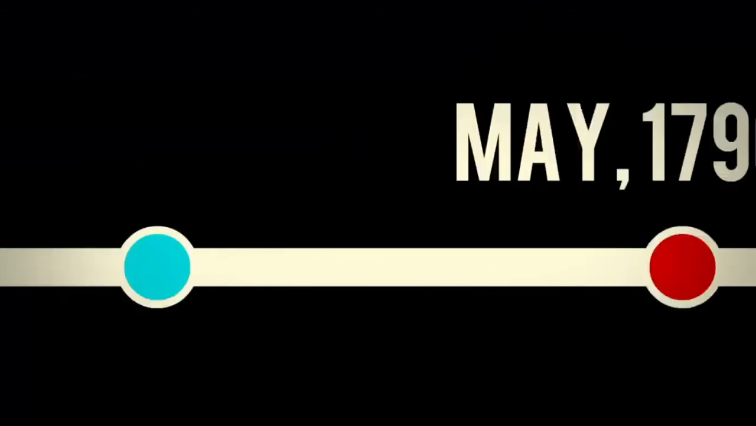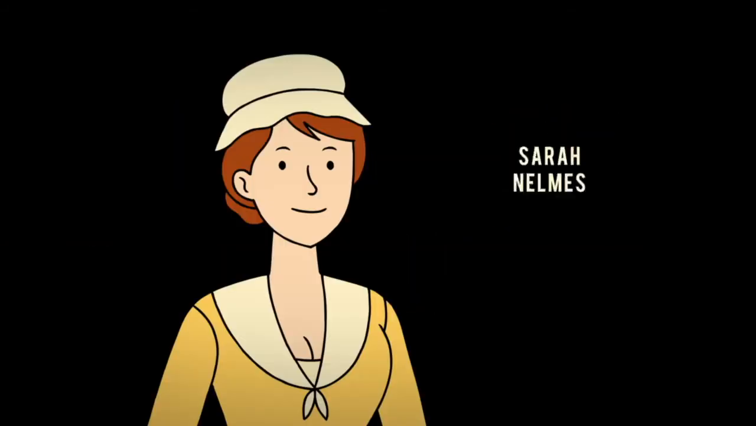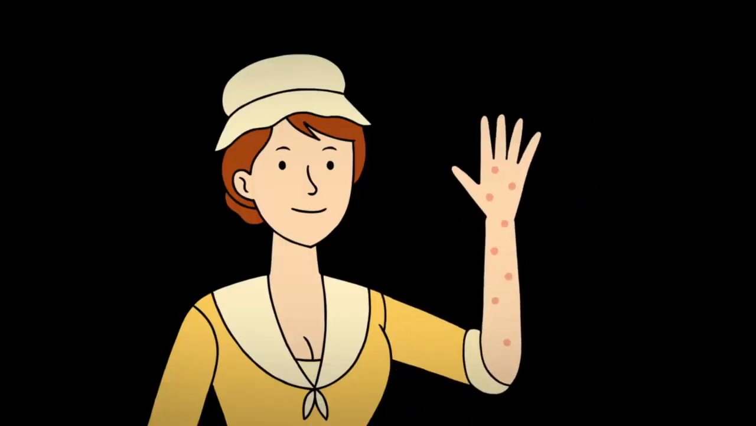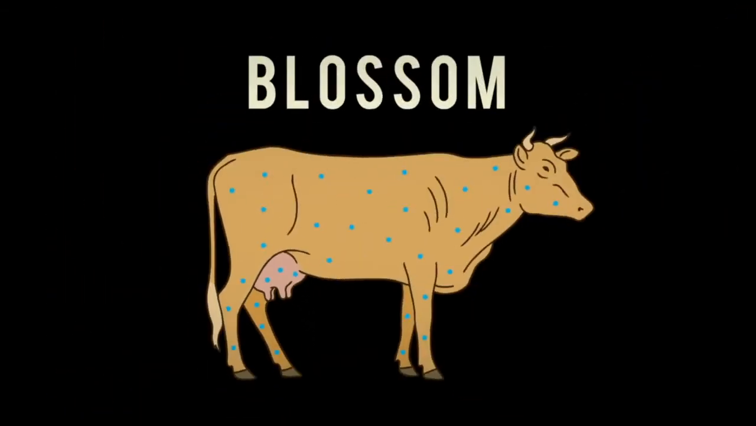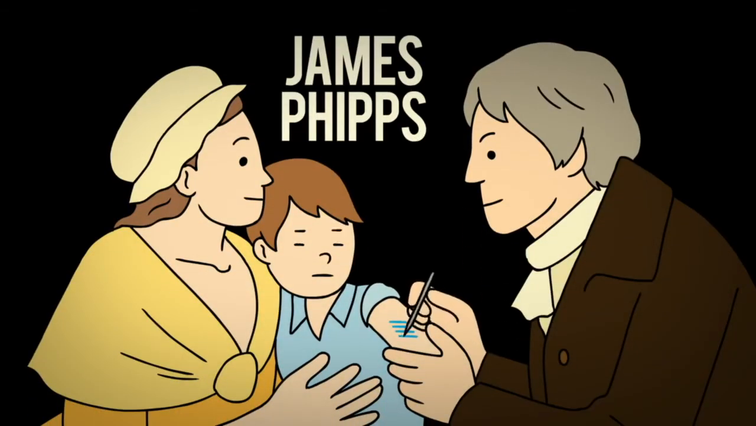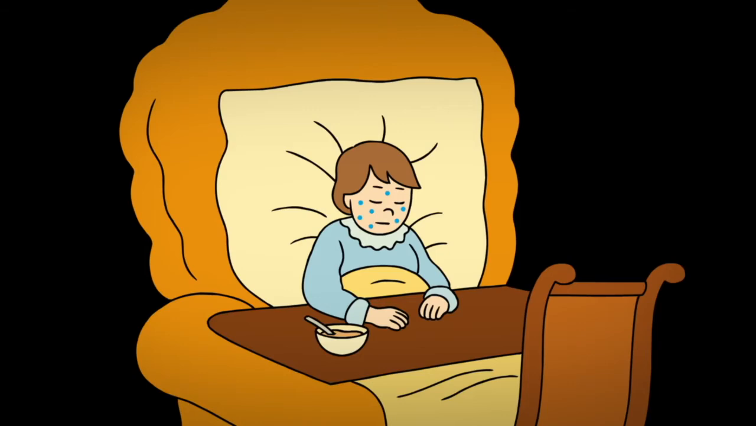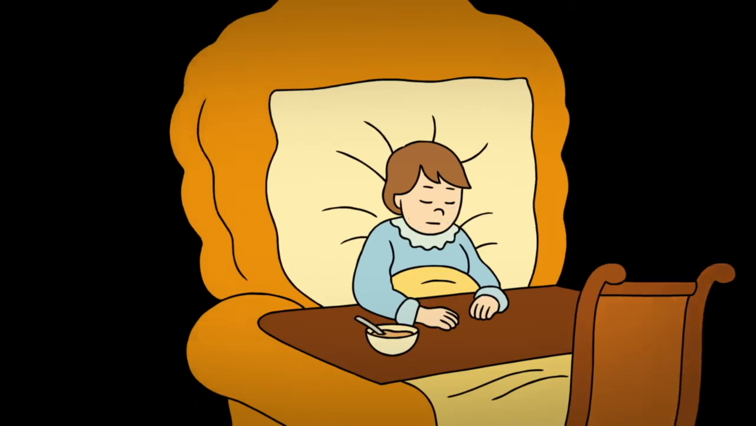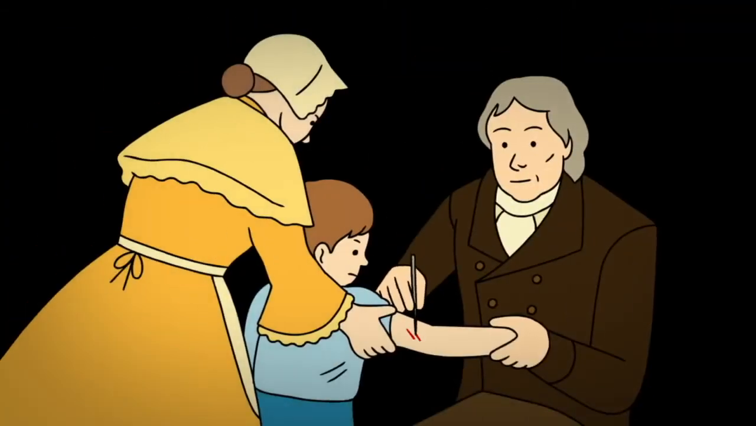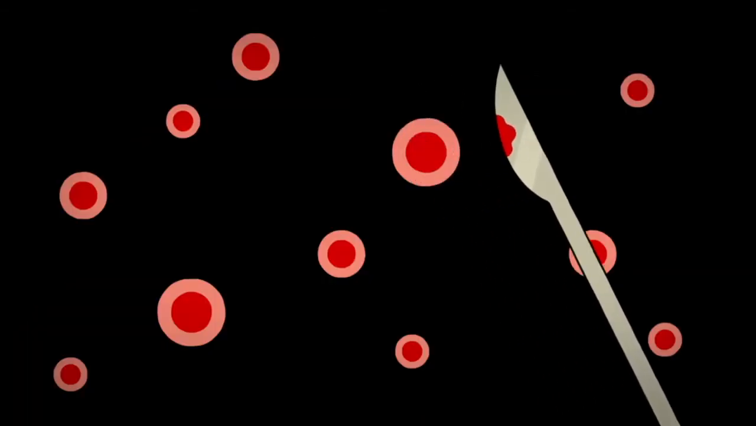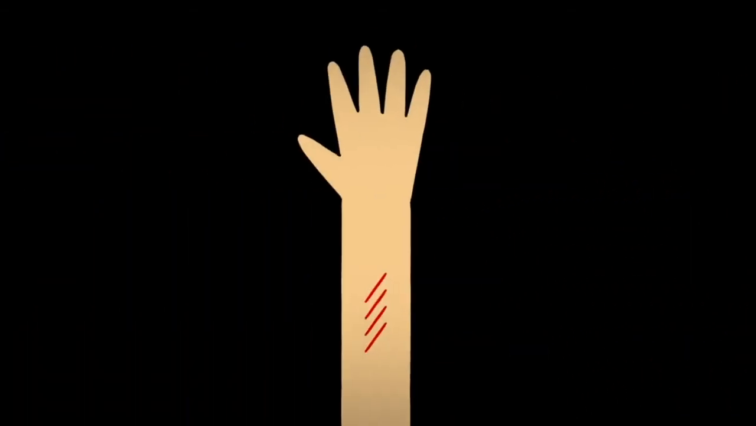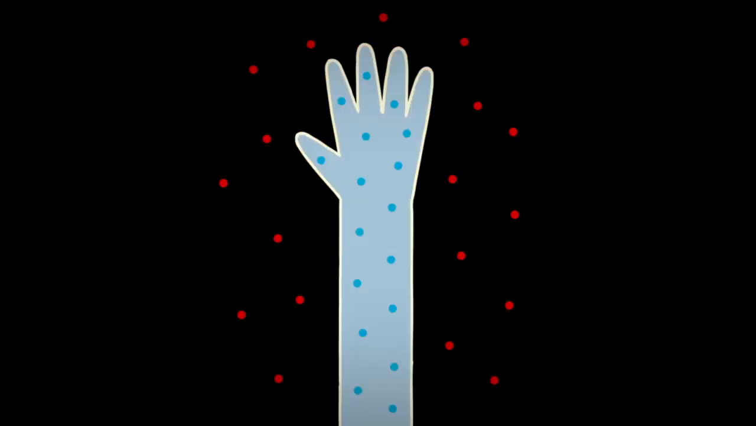In May 1796, Jenner found a young dairymaid, Sarah Nelms, who had fresh cowpox lesions on her hand and arm, caught from the udders of a cow named Blossom. Using matter from her pustules, he inoculated James Phipps, the 8-year-old son of his gardener. After a few days of fever and discomfort, the boy seemed to recover. Two months later, Jenner inoculated the boy again, this time with matter from a fresh smallpox lesion. No disease developed, and Jenner concluded that protection was complete.